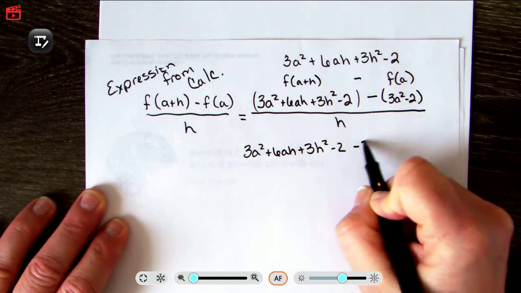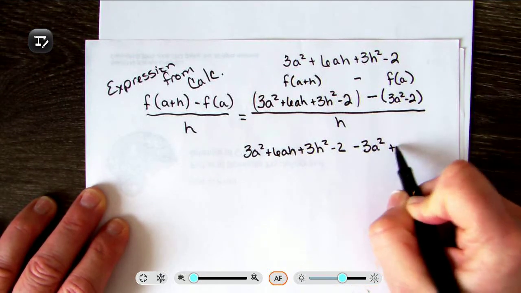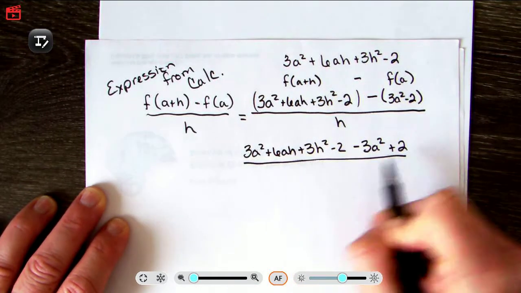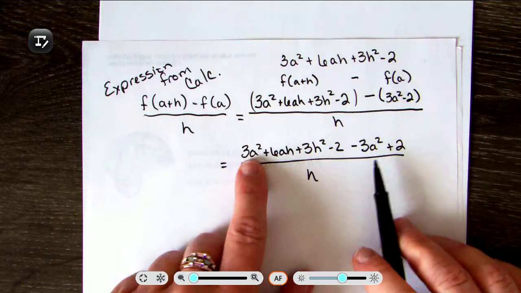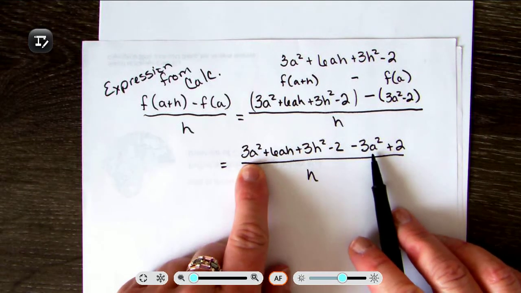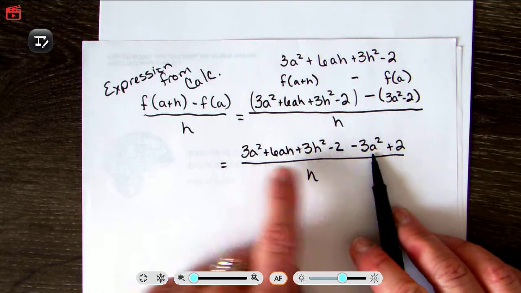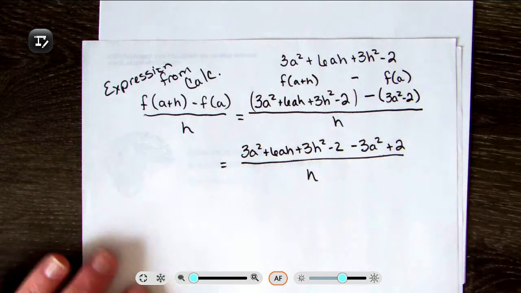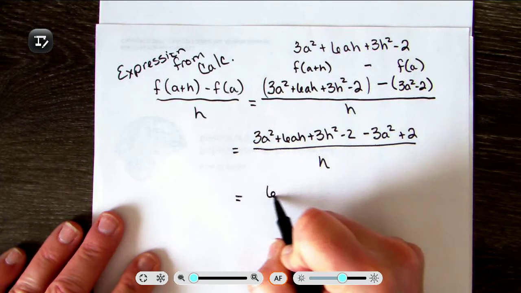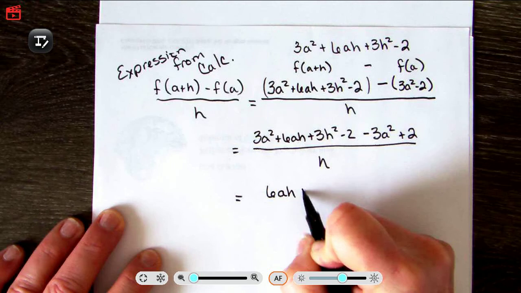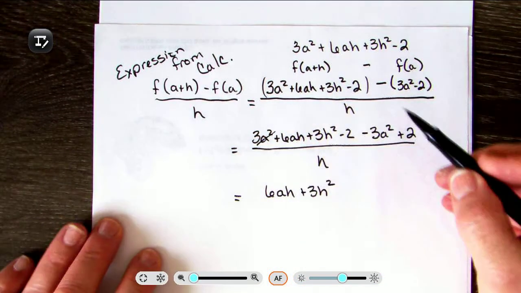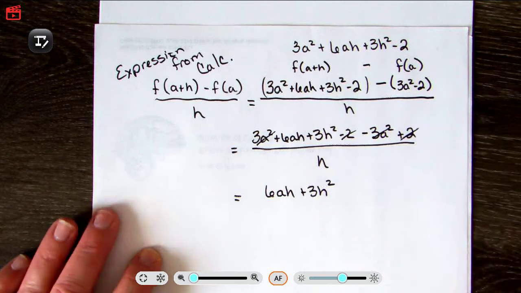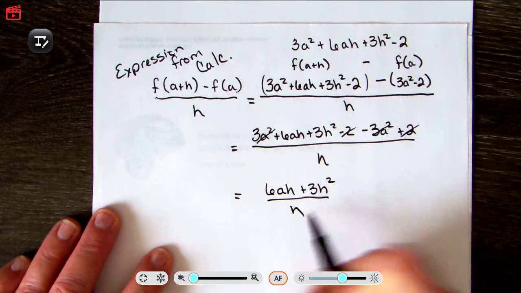So I'm going to distribute that negative through. You'll notice that our 3a squared and that negative 3a squared disappear. My negative 2 and my positive 2 disappear. All I have left is 6ah plus 3h squared. Everything else is gone. That's gone with that. That one's gone with this one. And that's going to be divided by h.